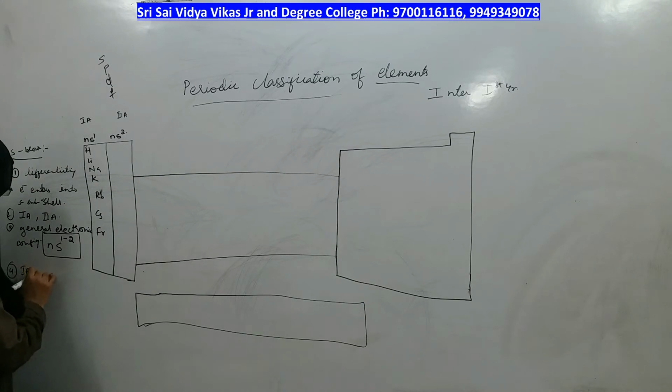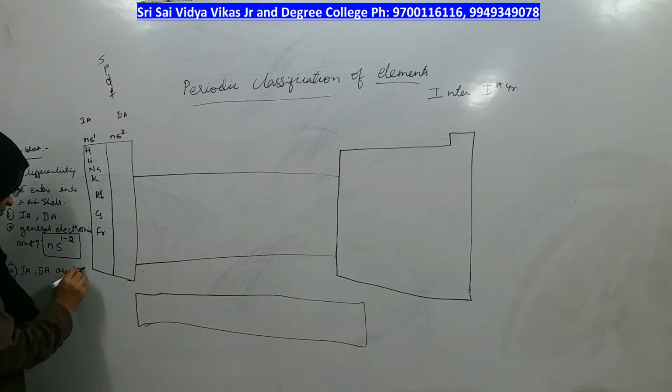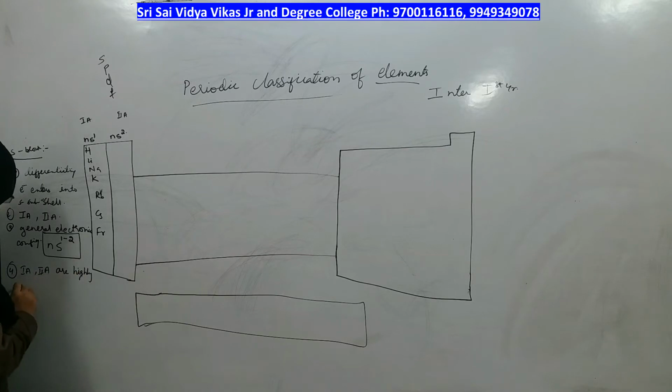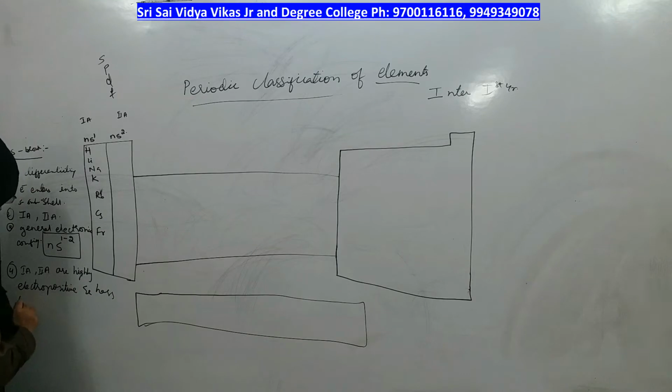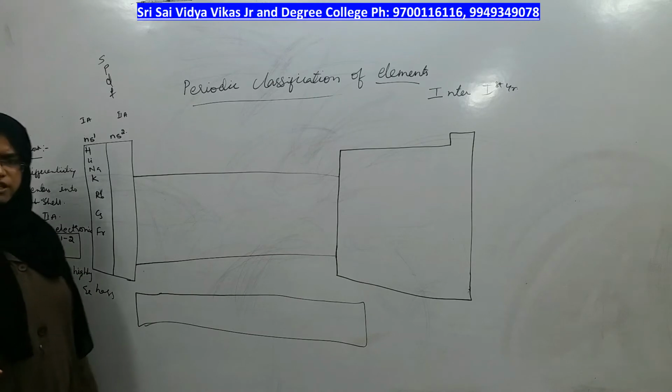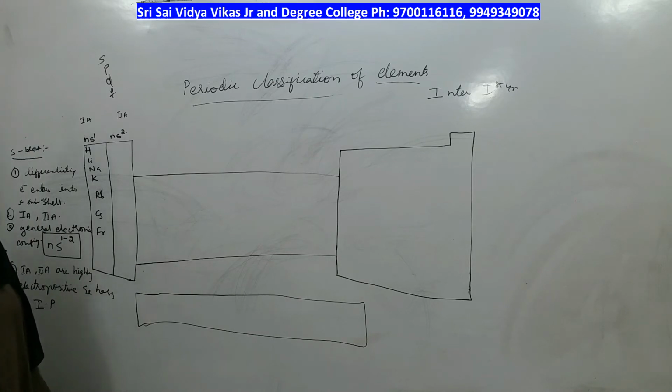First A and second A elements are highly electropositive and have less ionization potential, right. The energy required to remove an electron will be very less because the electron comes out easily, right. Therefore, this should be our next point.